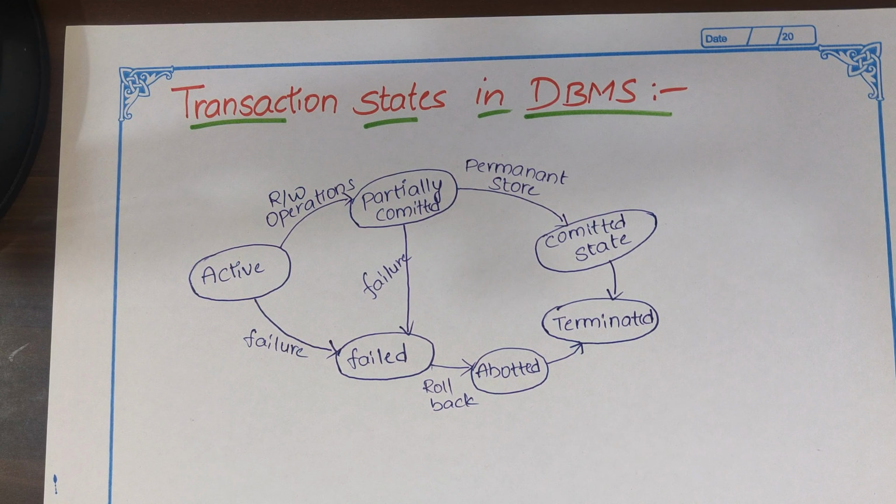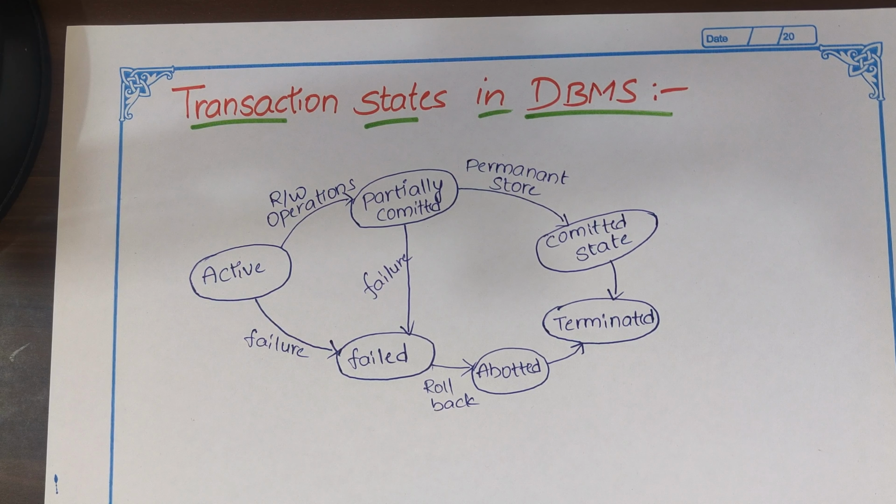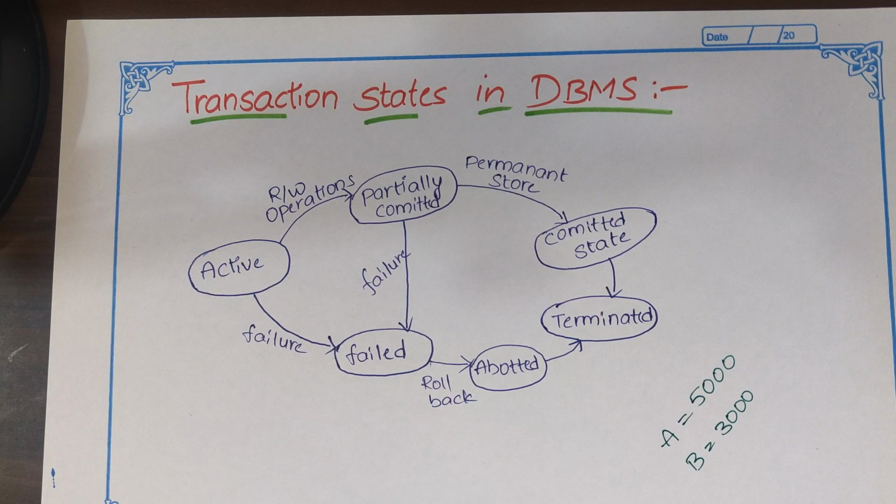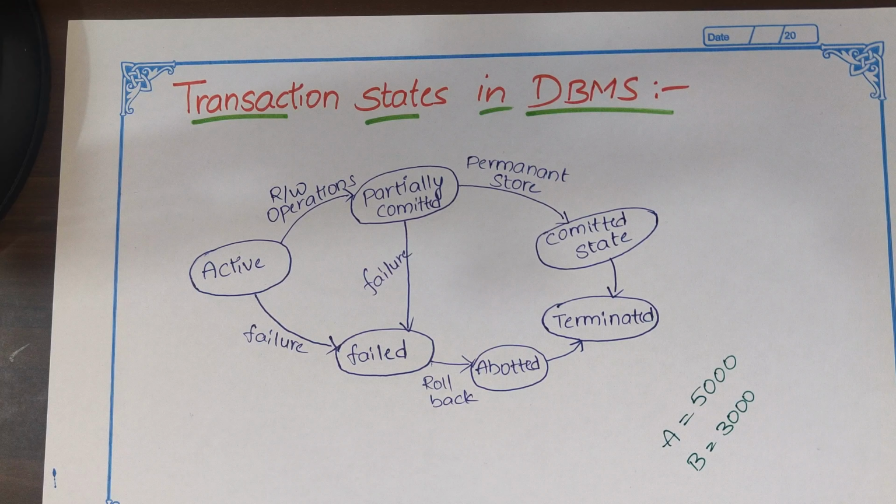In the previous video, we understood what is a transaction. In today's video, we are going to understand what happens to the data inside the database at every single stage of a transaction. Imagine you are transferring 1000 rupees from your bank account A to bank account B.